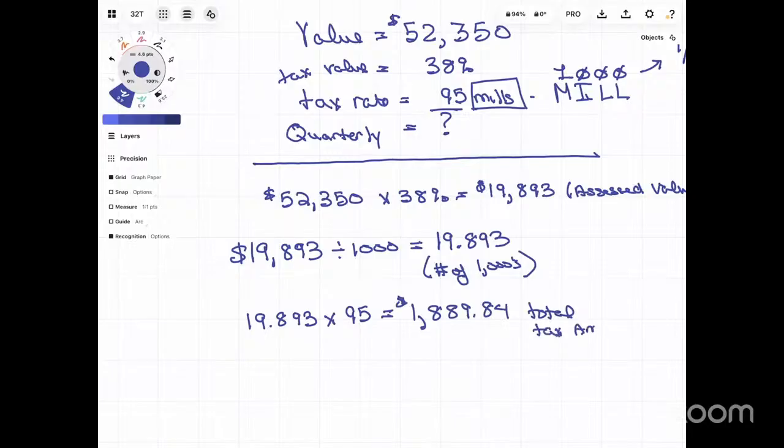And I promise that's, let's see, isn't it an answer there? Yep, that's an answer on our answer choices. But that's not the answer, because we're looking for quarterly. And that means we've split the year into 4 equal pieces. So I'm going to take the 1889.84 and divide that by 4, and that equals 472 and 46 cents or so.